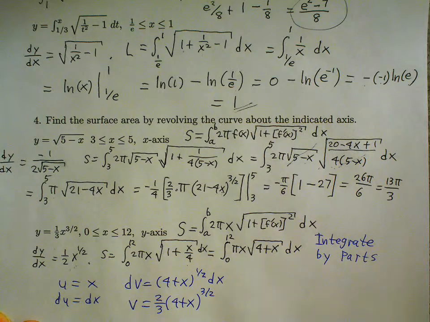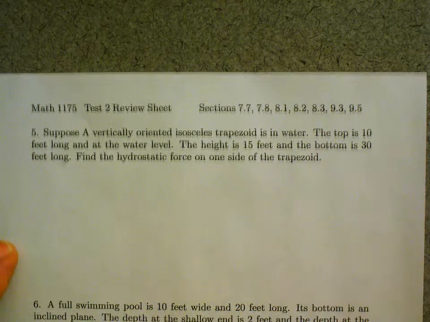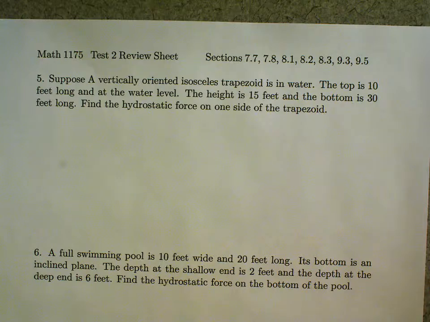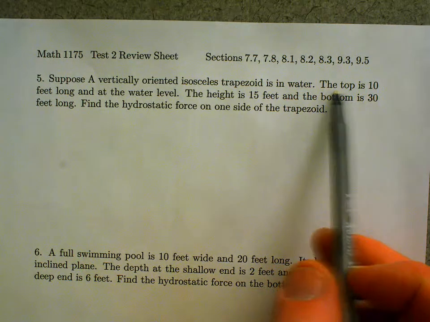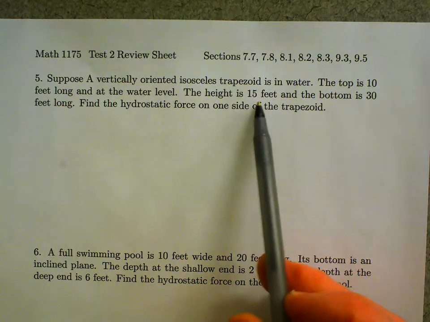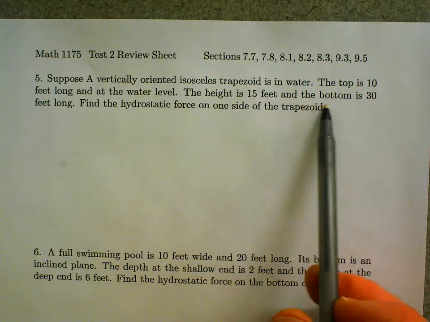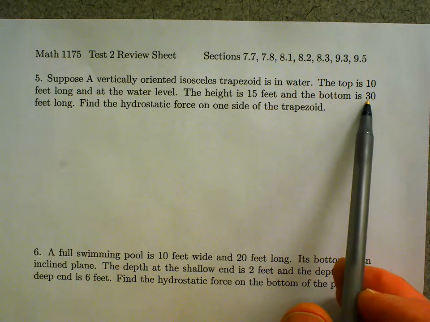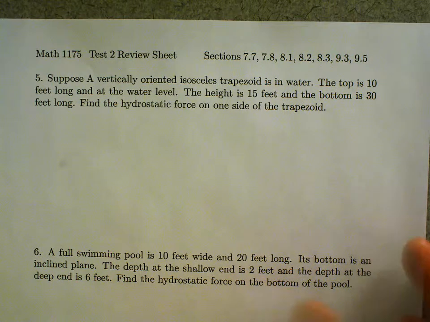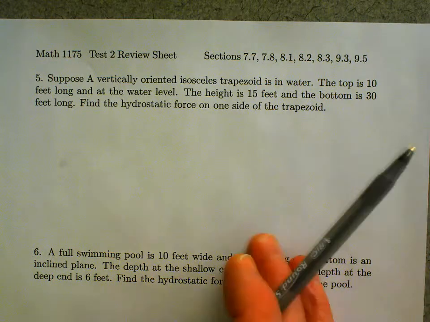Okay, let's move on to the next sheet. Problem number 5. Suppose a vertically oriented isosceles trapezoid is in water. The top is 10 feet long at the water level. The height of the trapezoid is 15 feet, and the bottom is 30 feet long. Find the hydrostatic force on one side of the trapezoid.